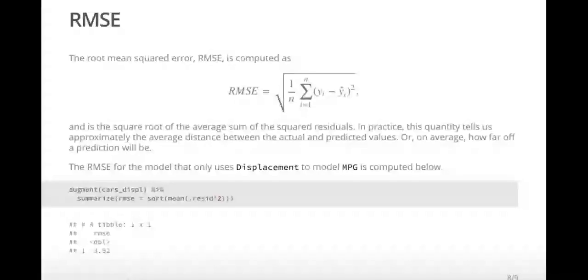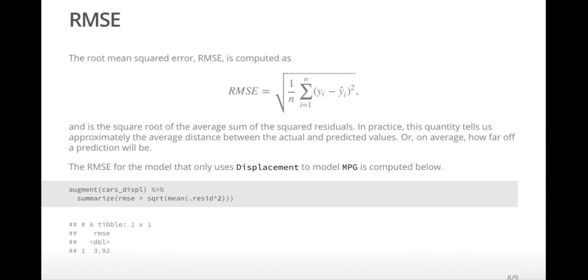The formula for the root mean squared error, RMSE for short, is shown here. It is the square root of the average sum of the squared residuals. In practice, this quantity tells us approximately the average distance between the actual and predicted values, or, on average, how far off a prediction will be. The R code for how to compute this by hand is also shown. Later, we will learn some functions that compute this for us. The RMSE means that, on average, the predicted MPG will be about 3.92 miles per gallon off the actual MPG.